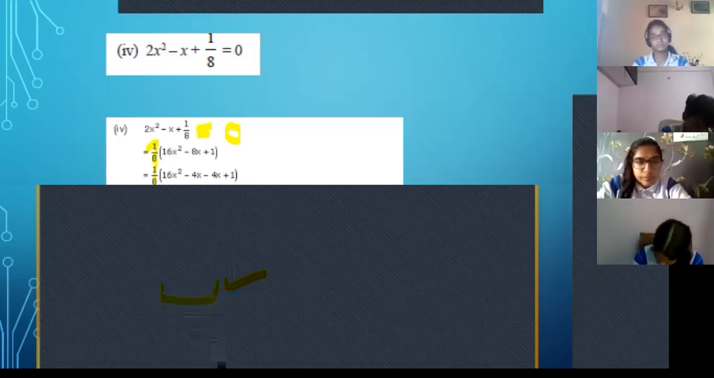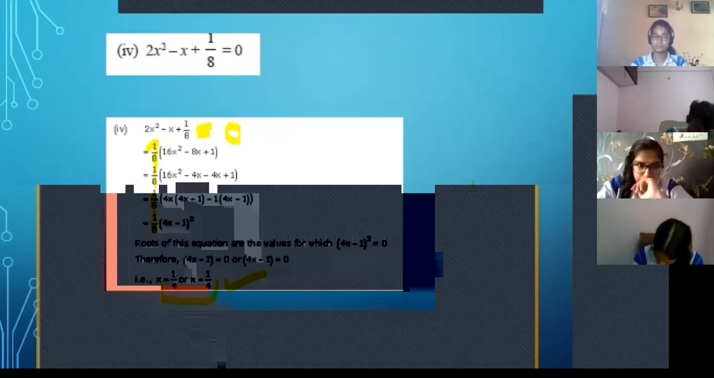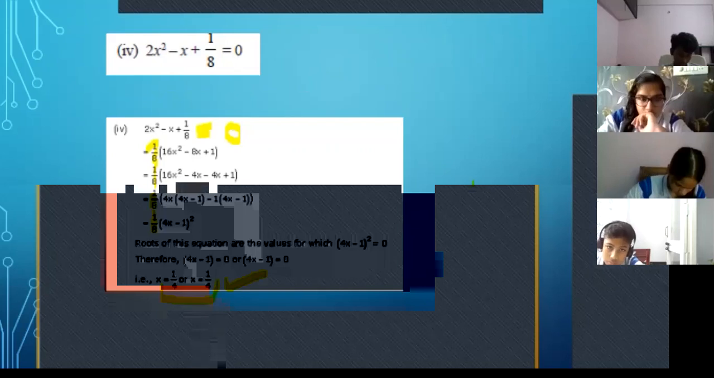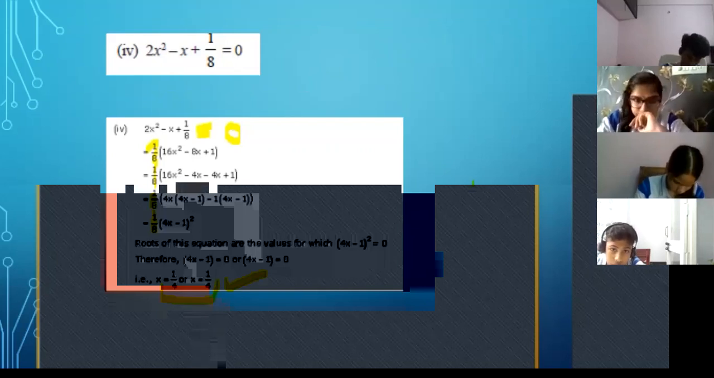Shrishti? All those who have finished this can move to main question number 4. Find two consecutive positive integers, sum of whose squares is 365. Do it, main question number 4.